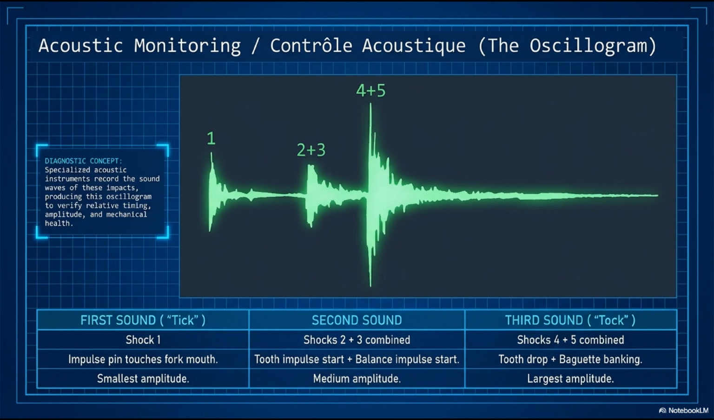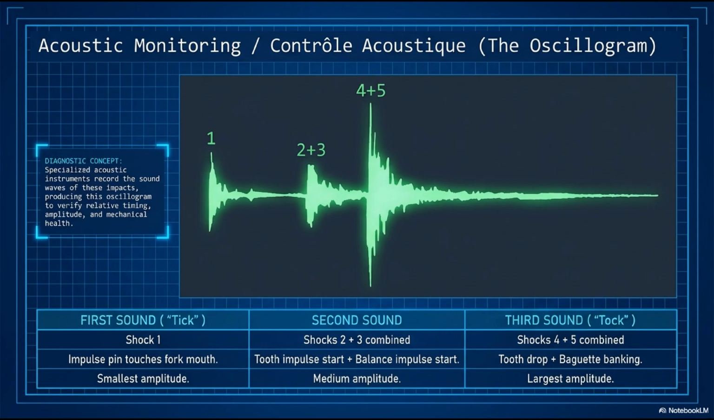The relative timing between these 3 groups encodes diagnostic information. If the third sound is unusually loud compared to the second, it indicates excessive drop angle, the wheel falls too far before landing, dissipating more energy. If the timing between tick and tock is asymmetric, if they don't alternate evenly, it can indicate unequal entry and exit drops, or a beat error where the impulse pin is not centered in the fork mouth at the dead point. If the first sound is absent or very weak, it may indicate insufficient unlocking engagement, the pin is not making clean contact with the fork mouth wall.